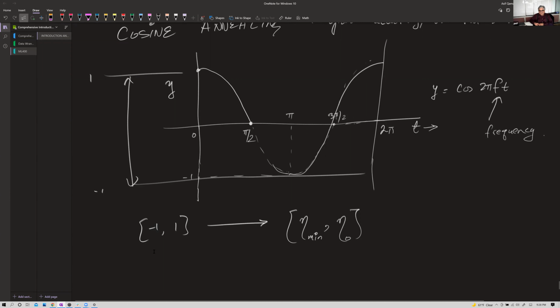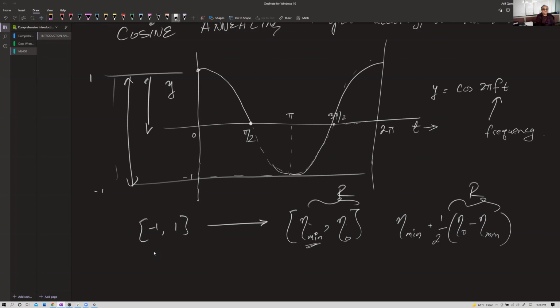First thing you do is you take eta min. This is the value you want to have. Then you look at the gap between these two, right? And you look at half the gap, and you say eta naught minus eta min, which is the range, R, because that is the range. Now, what is the amplitude of this wave? Amplitude is half this maximum swing, isn't it? That is where the half comes from, amplitude.